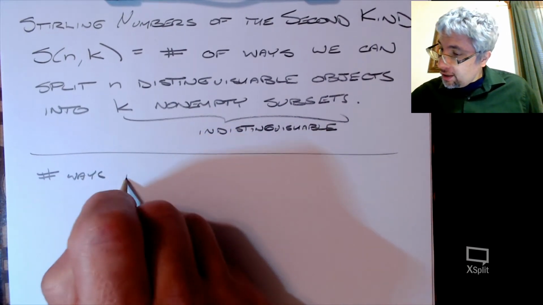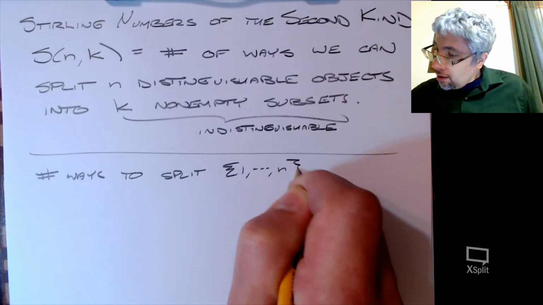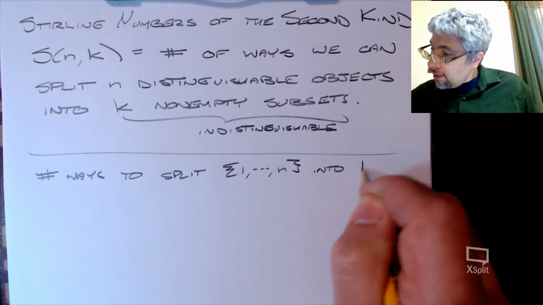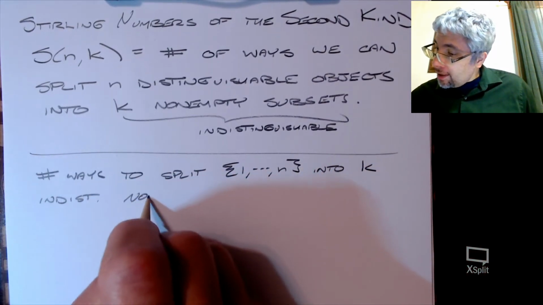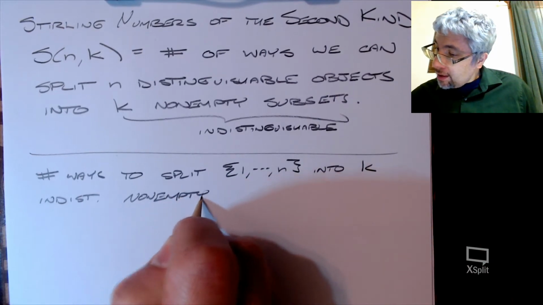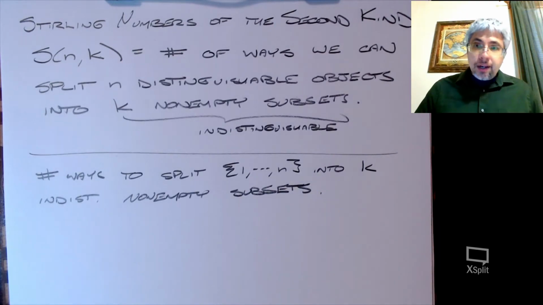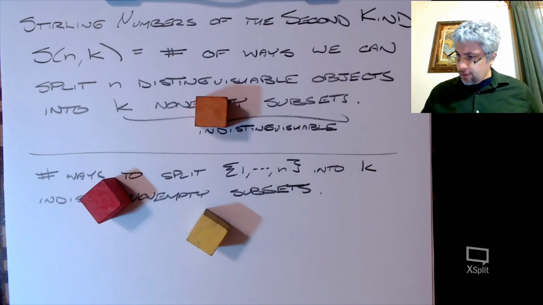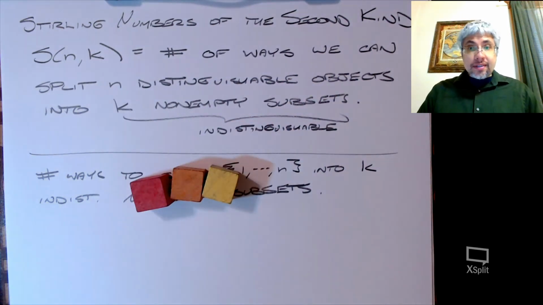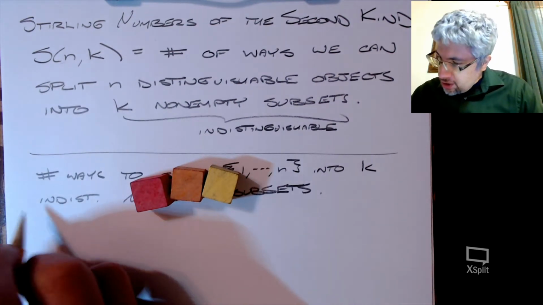Number of ways. I'll leave the indistinguishable here though. Non-empty subsets. Okay, and now let's start off with some examples. So let's start off with maybe 3. Okay, and this is another notation as well, but you know what? Let's just jump into this right away.